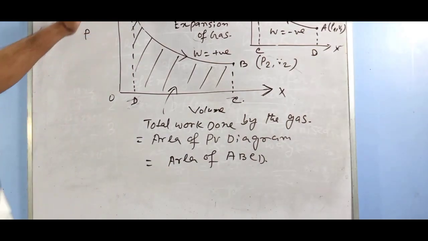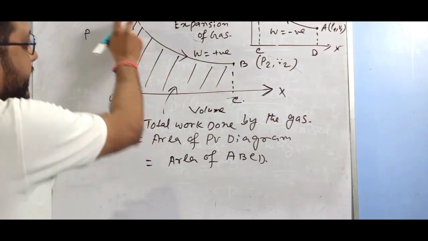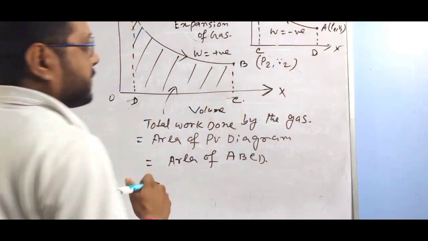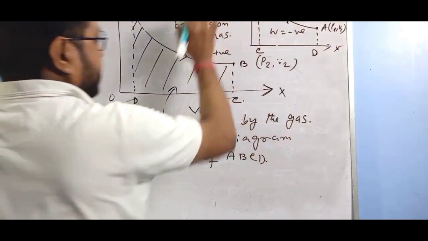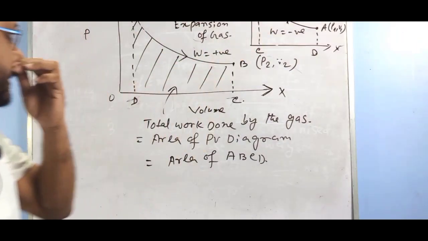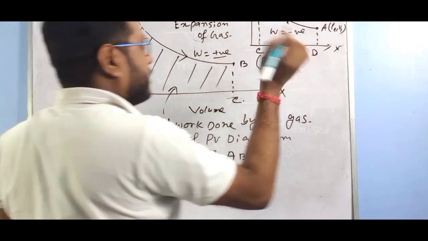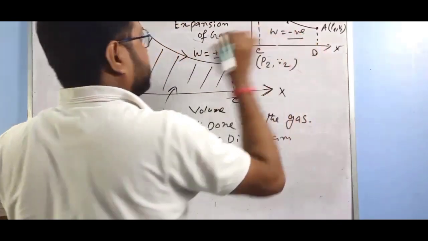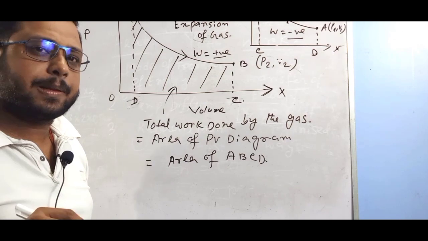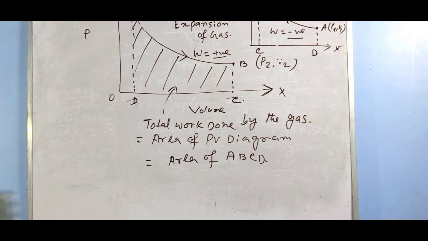The area is taken here in the clockwise direction, that is A, B, C, D. But here the area is taken in the anti-clockwise direction A, B, C, D. So the direction is reversed. And this is work done by the gas, this is work done on the gas. Work done by the gas is always taken positive, work done on the gas is always taken negative. This is true for any cyclic or non-cyclic relation. Next lecture we go with cyclic and non-cyclic work done.